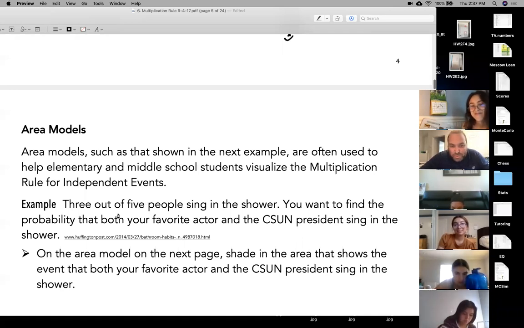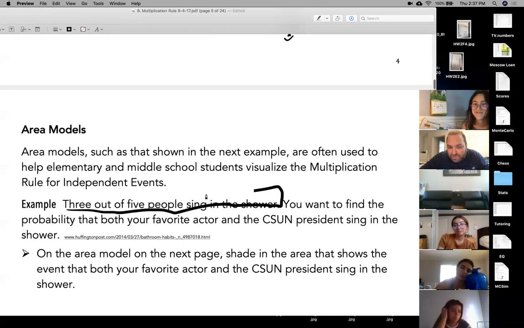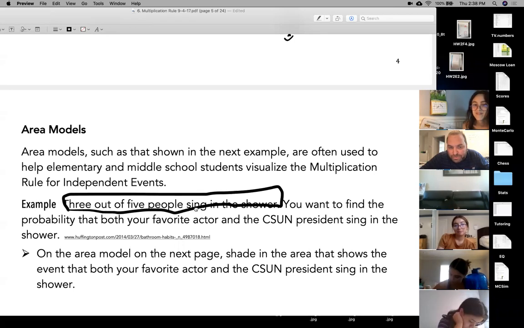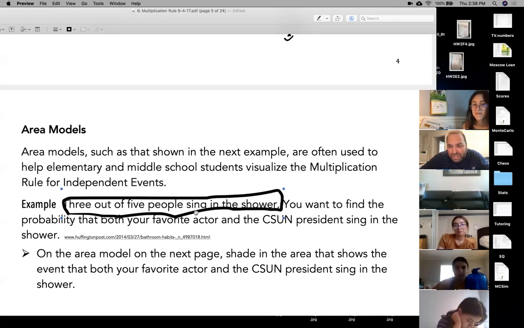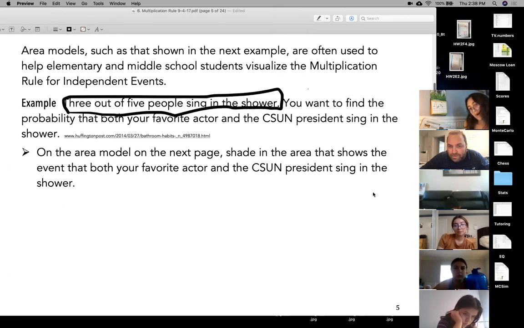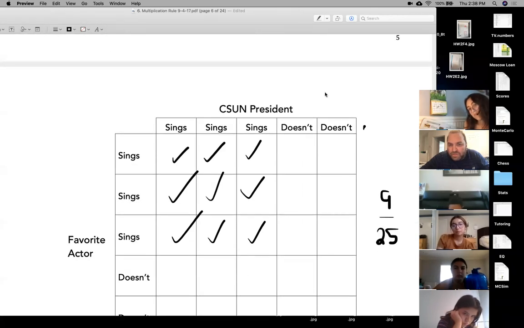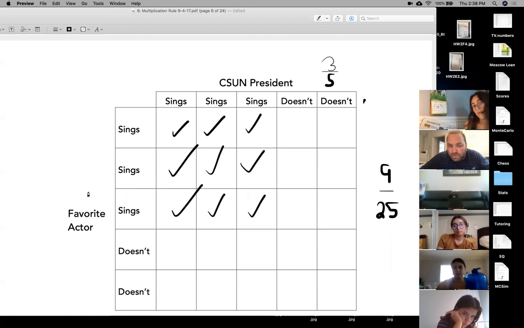It's okay. 3 out of 5 people sing in the shower. Right? This is the fact. 3 out of 5 people sing in the shower, correct? Yes. So any calculations we make about the likelihood of a random person singing in the shower comes from this. If 3 out of 5 people sing in the shower, then what's the probability that a random person sings in the shower? 3 out of 5. So the CSUN president has a 3 out of 5 probability of singing in the shower. How about the favorite actor? 3 out of 5.